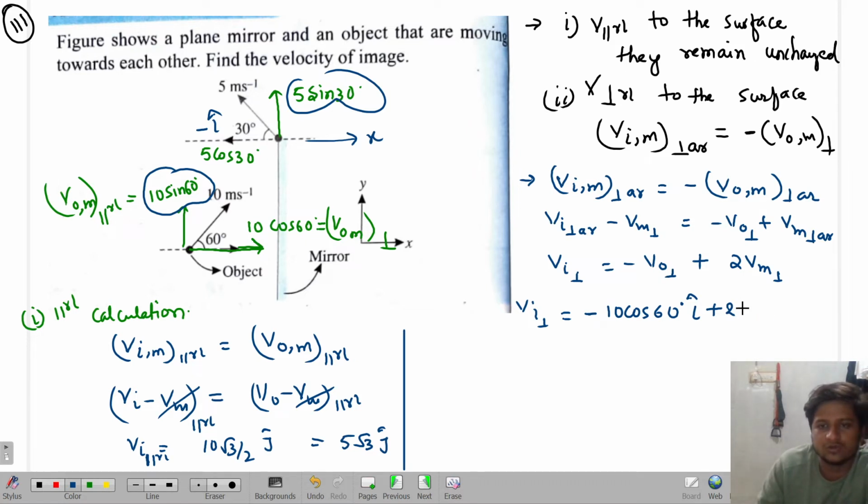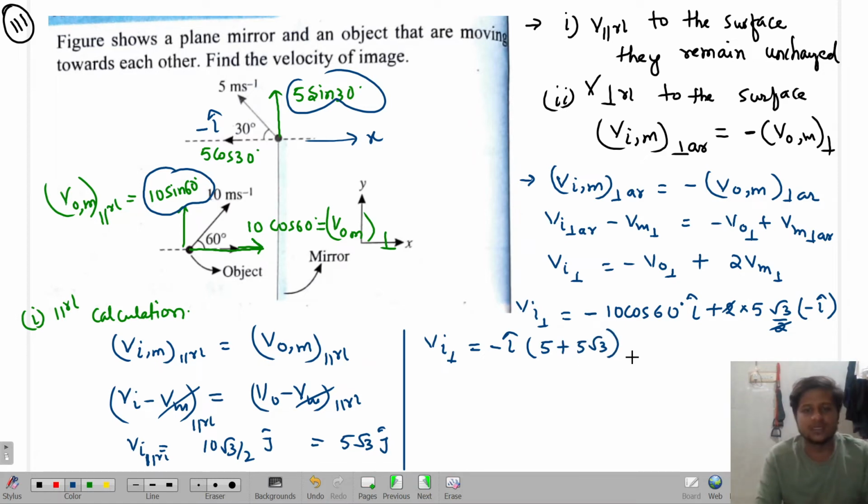So here, 2 into 5. The velocity of the mirror is 5 cos 30. Cos 30 is how much? Root 3 by 2 i cap. But it will be minus of i cap. So this value becomes how much? The velocity of image perpendicular is nothing but 10 cos 60, which is 10 by 2, that is minus 5 i cap. The 2 here cancelled, and this is 5 root 3. So I can take minus of i cap common, and I'll make it 5 plus 5 root 3. Is it correct or not? So the velocity of image perpendicular is minus of 5 plus 5 root 3 i cap. Yes or no? Correct or not?